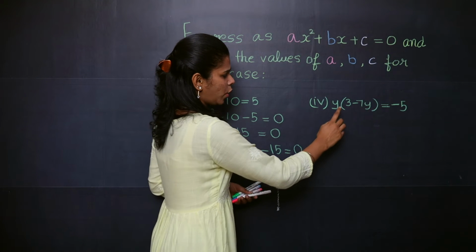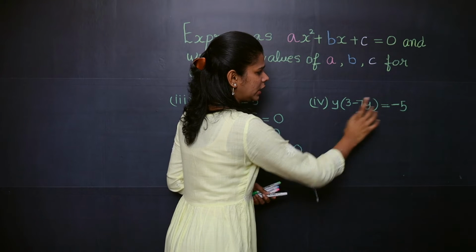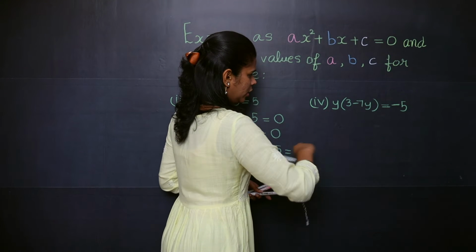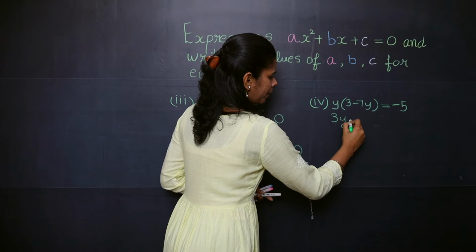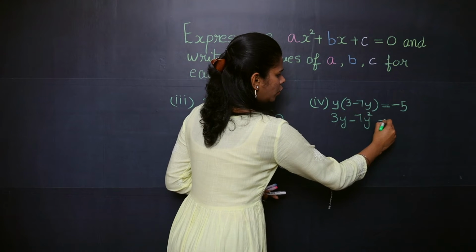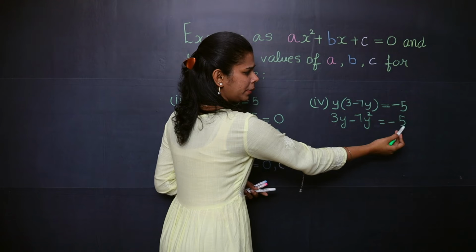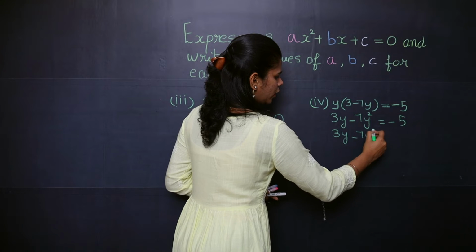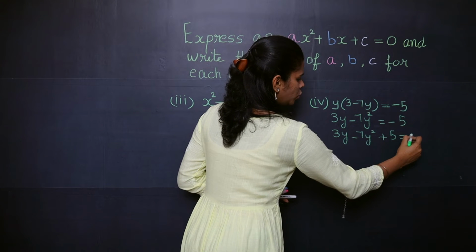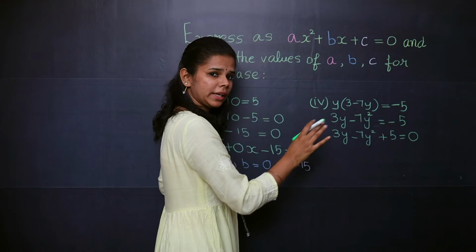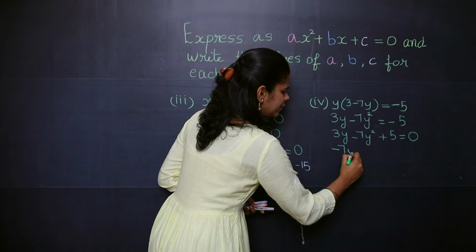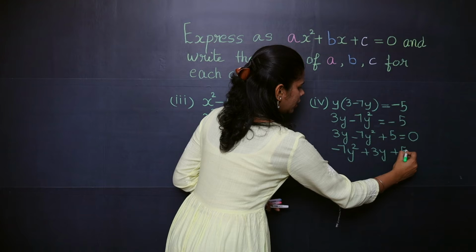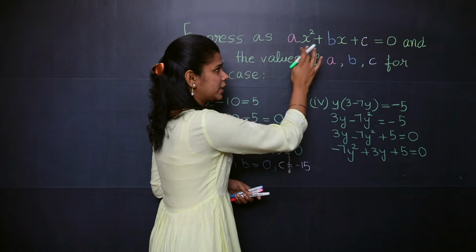So in that sub-question, you have y into 3 minus 7y equal to negative 5. The first step is that you need to open this bracket. So it becomes 3y minus 7y square equal to negative 5. Now you can bring negative 5 to the LHS. So 3y minus 7y square plus 5 equal to 0. Now I am going to rearrange them and write it as negative 7y square and plus 3y plus 5 equal to 0. Now you can check the standard form.